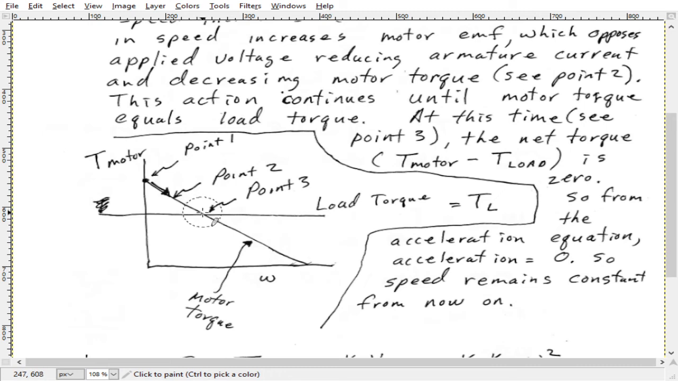But when you reach this point here, the torque produced by the motor equals the torque consumed by the load. And so at this point, it stops accelerating. It stabilizes at this point, and then you have an operating speed here, and you have a torque being produced by the motor here, and also the torque being consumed by the load. Okay?